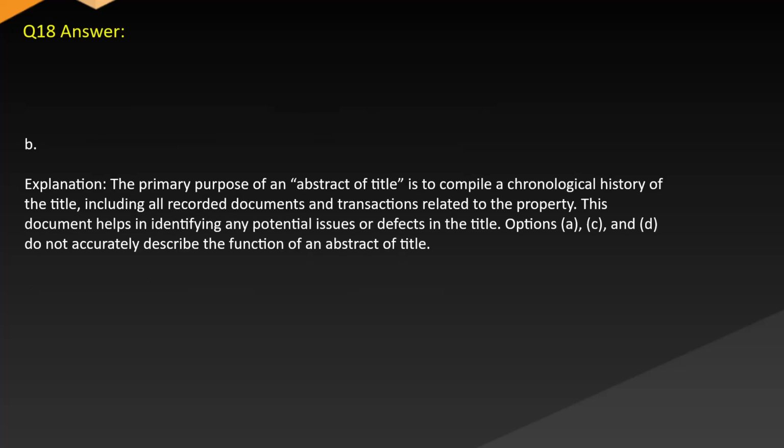Answer B. Explanation. The primary purpose of an abstract of title is to compile a chronological history of the title, including all recorded documents and transactions related to the property. This document helps in identifying any potential issues or defects in the title. Options A, C, and D do not accurately describe the function of an abstract of title.